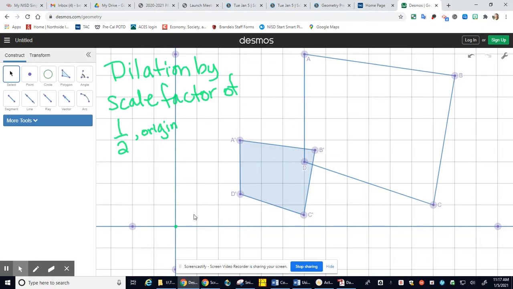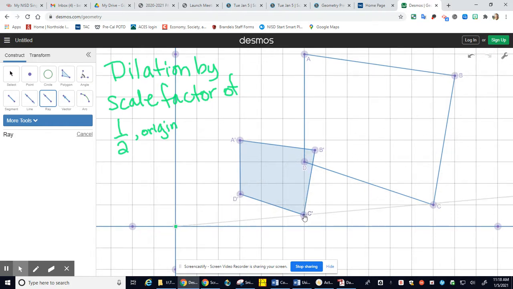What's kind of neat is if you were to draw a ray from the origin right through this point, notice it lines up with both of them. That's how you can know that you did your dilation right, if they all line up. See how D and D prime are in line? And B prime are in line-ish.